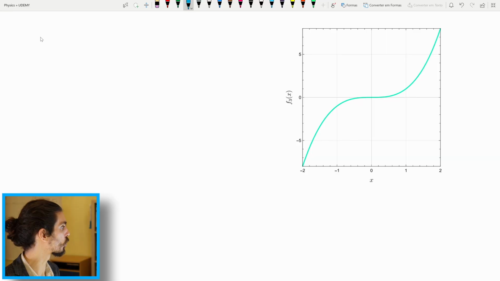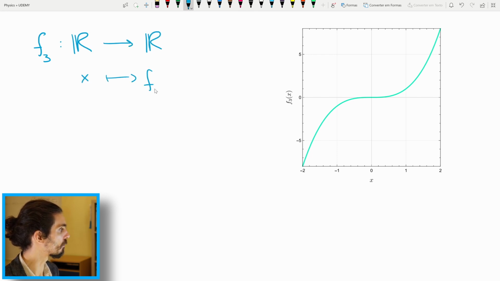Now let's see one more example of an inverse of a function. This time we are going to consider the cubic function f3, which assigns real numbers to real numbers, and each x is assigned to f3 of x, which is an abbreviation for x cubed. Now, look at this function.